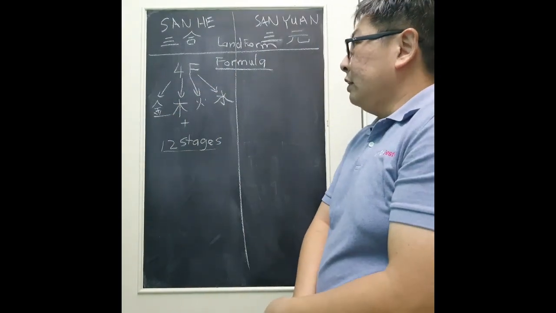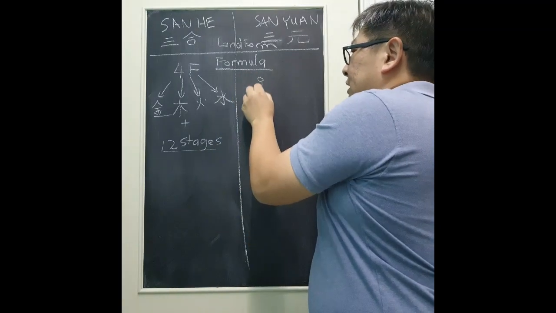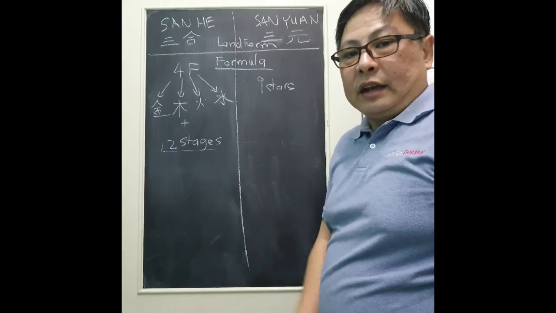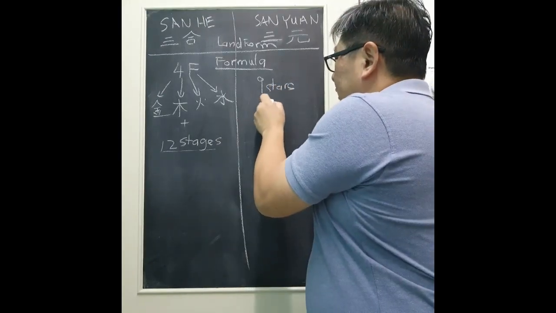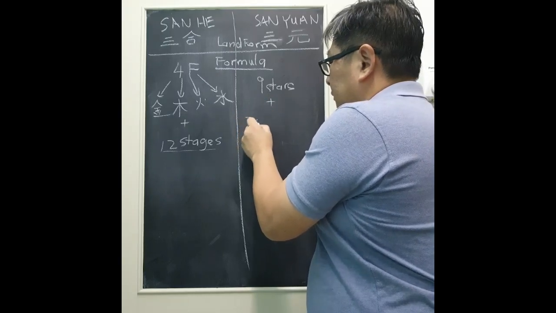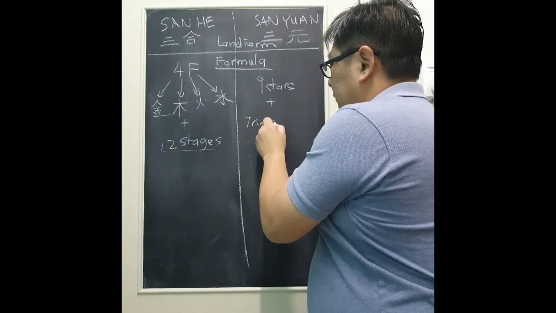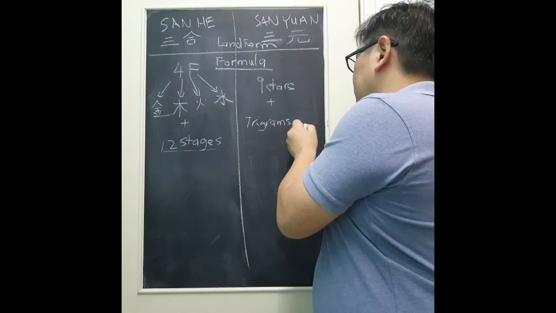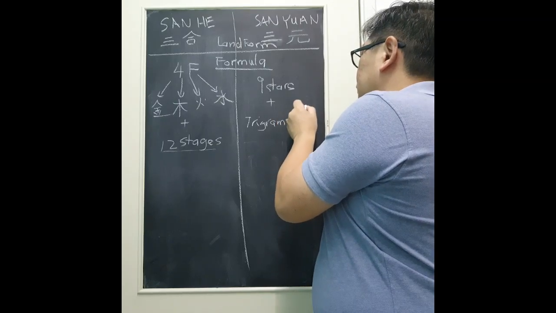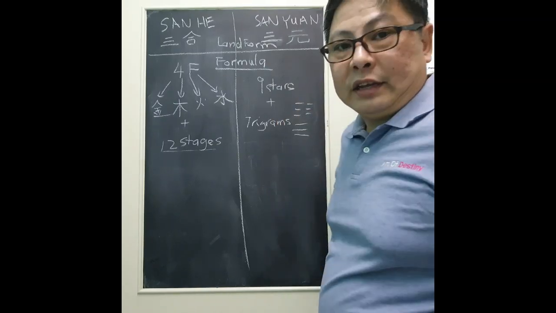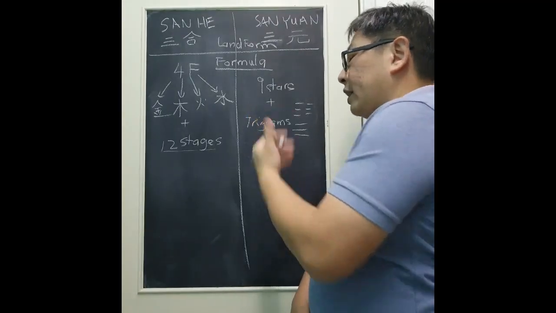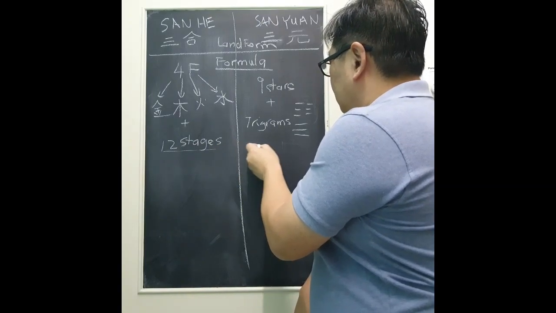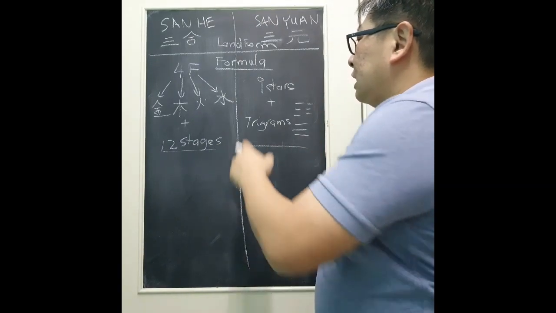Now, San Yuan is a little bit different. They focus on the nine stars. You know there are nine stars in San Yuan. The other one is the trigrams. Sometimes you use a trigram, and sometimes they use two trigrams, which they call the hexagrams. Whether trigrams or hexagrams, virtually they fall under the same classification. So these are the two major emphases.